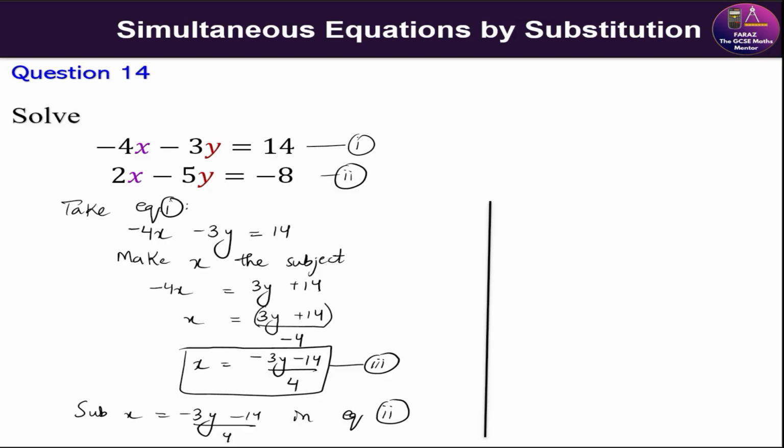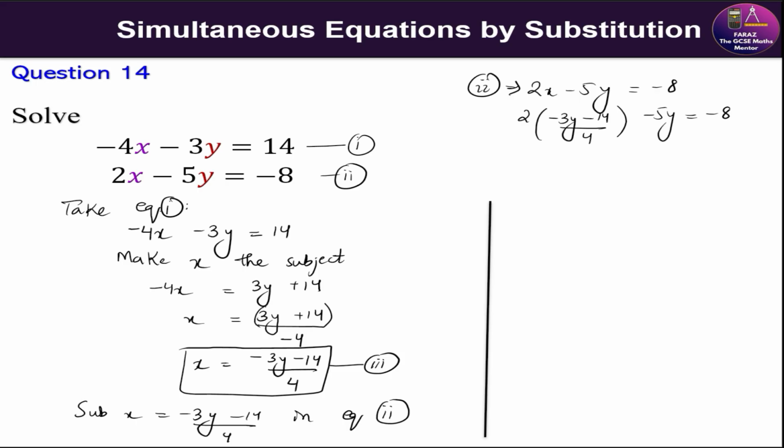Alright, so to calculate the value of y, you have to substitute x equals minus 3y minus 14 over 4 in equation number 2. So write down equation number 2 first. It will look like this: 2x minus 5y equals negative 8. That is your equation number 2. And if you substitute the value of x there, we get 2 times (minus 3y minus 14) over 4 minus 5y equals negative 8.